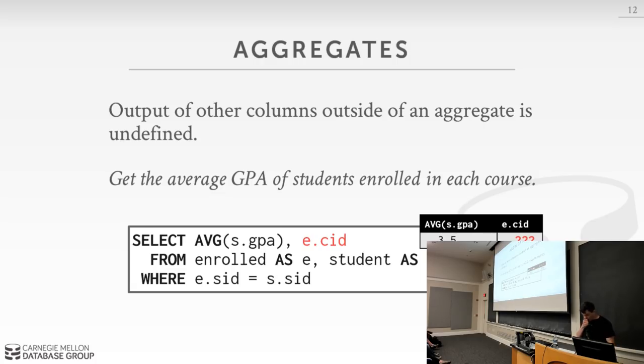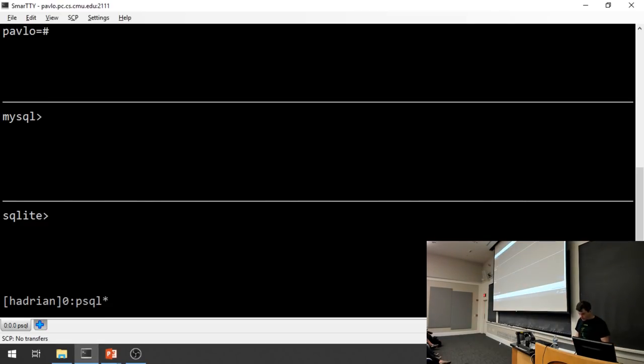We can actually test this. So there we go, I have three terminals set up. This is running on a machine back in my office. I have three panels. The top one is Postgres, the middle one is MySQL, and the bottom one is SQLite. It's much easier for me to type from this machine here, so I can log into that.